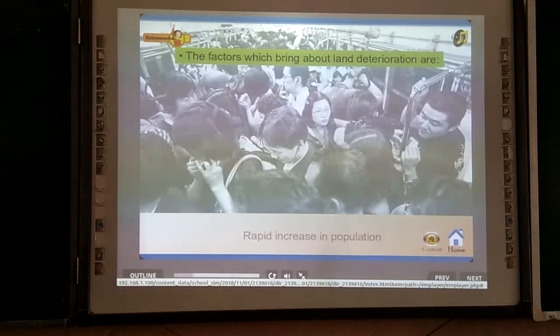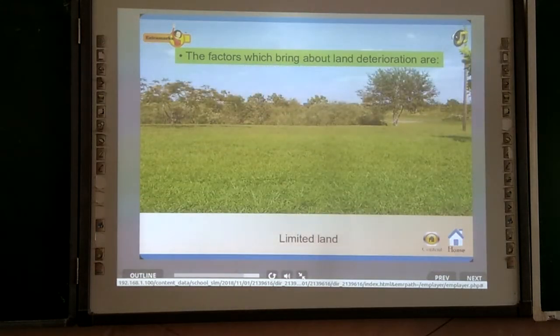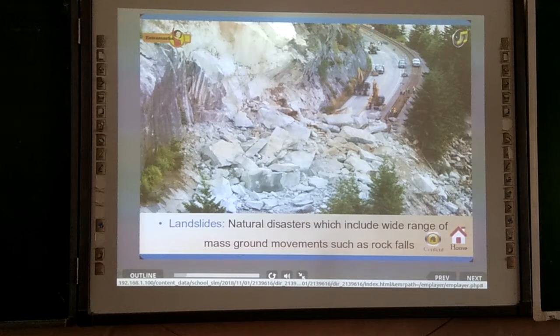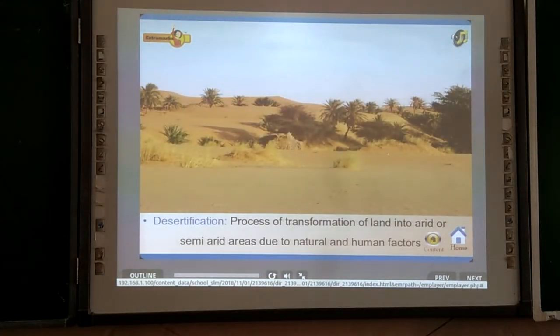The factors which bring about land deterioration are rapid increase in population, limited land, rapid urbanization, landslides, natural disasters which include a wide range of mass ground movements such as rock falls, soil erosion, washing away of land through various agents of degradation, and desertification, the process of transformation of land into arid or semi-arid areas due to natural and human factors.